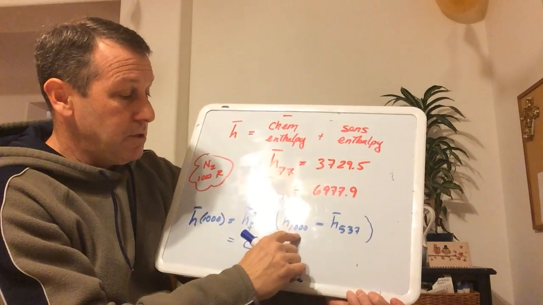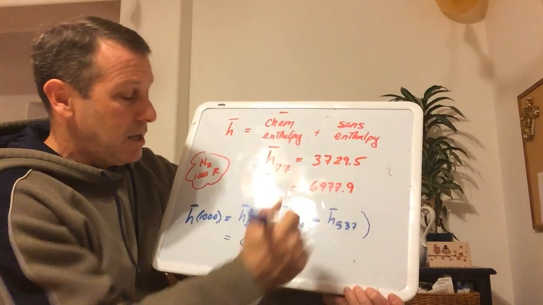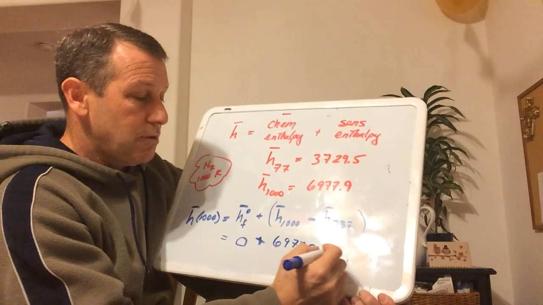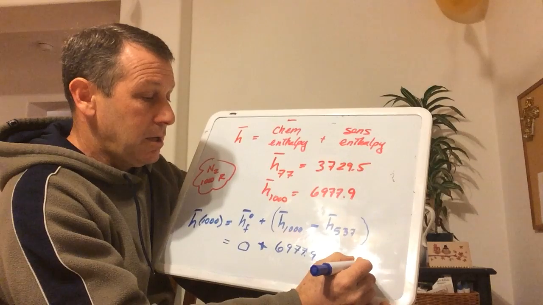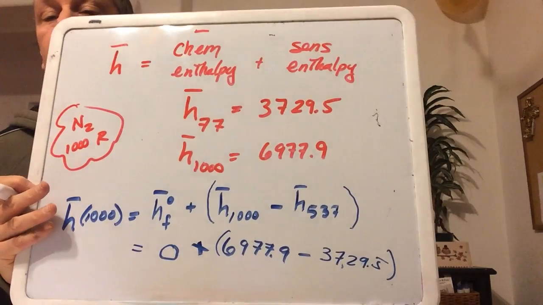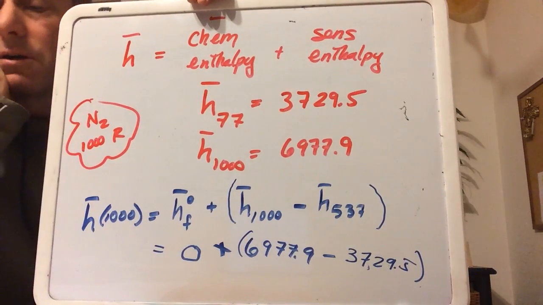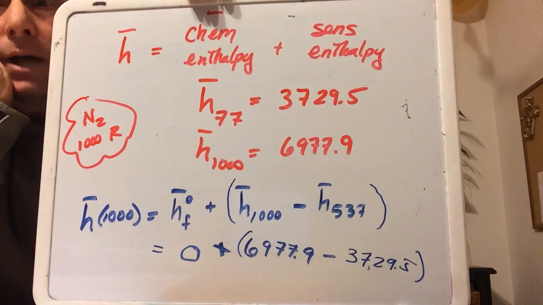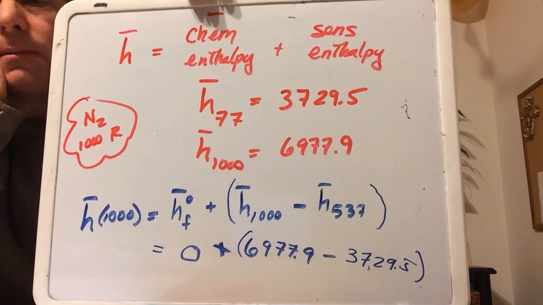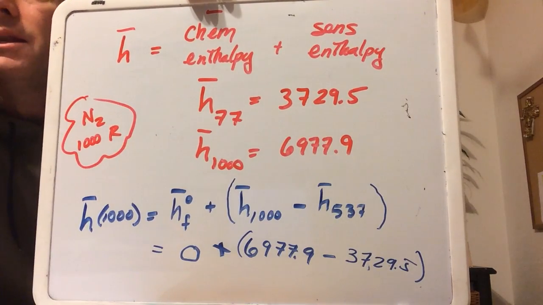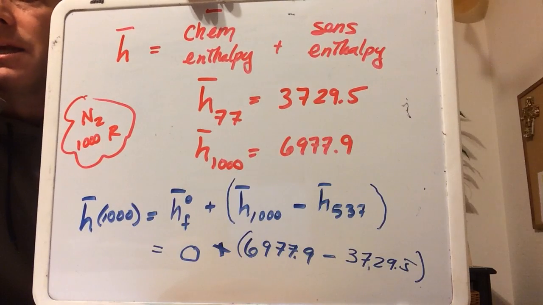And then the enthalpy due to the temperature is going to be this 6977.9 minus the enthalpy at 3729.5. Those are in BTU per pound mole. Obviously, you can see that you're going to get a positive number. What that means is that nitrogen is going to come out of the combustion chamber with a lot of enthalpy. Previously, the nitrogen came out with 0 enthalpy. Now it's going to have a lot, and that means we're not going to get as much energy out of our combustion process. All right, good.